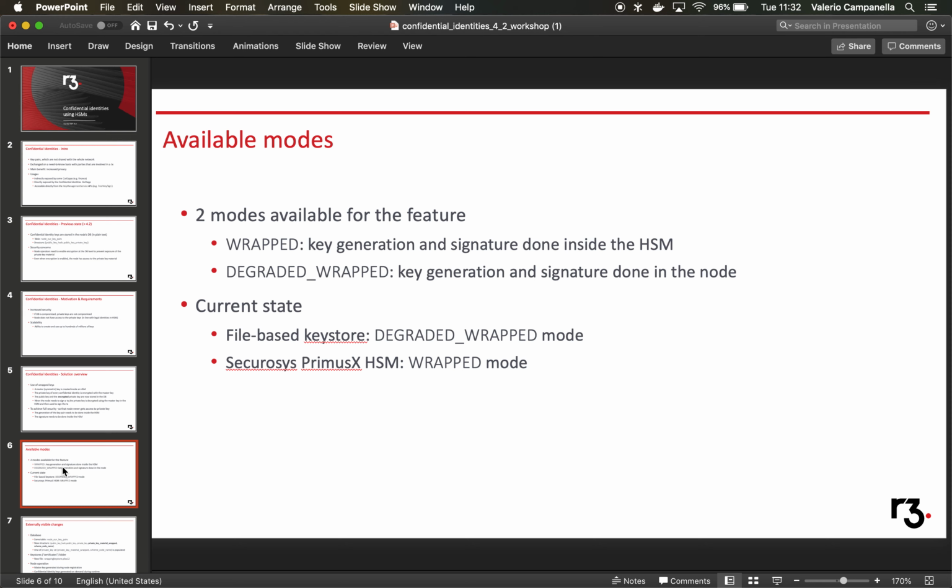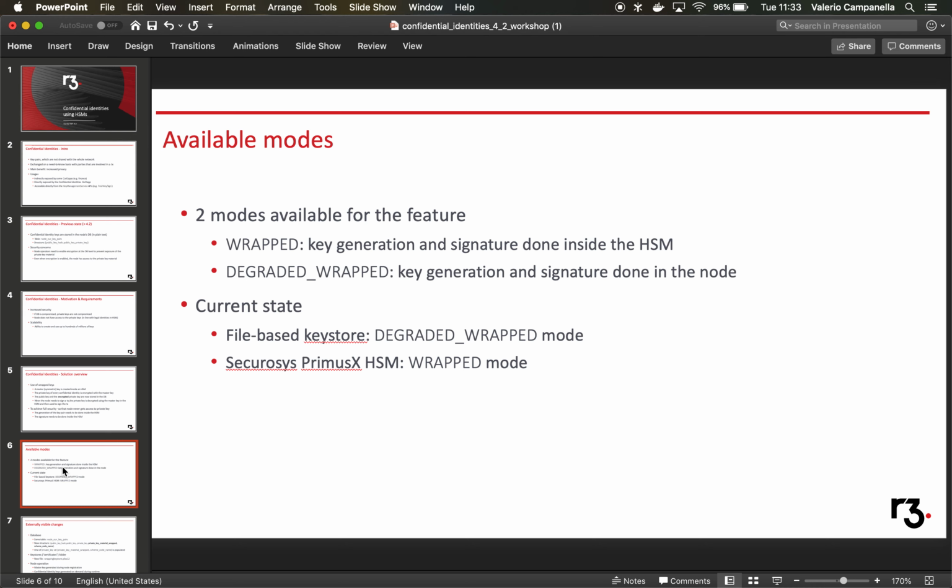So let's talk then about the two available modes you just talked about. Yeah. So there are two modes for this feature, as we mentioned. The first one is what we call wrapped, which is the fully secure option, and the one that we would recommend customers to use. And the second one is the degraded wrapped, which is a bit less secure than the first one, but it might have support for some additional HSMs potentially in the future that do not provide the necessary APIs for the first mode. So in the first mode, as we mentioned, key generation and signature is done inside the HSM, so the private key material is never exposed to the node at all. And all these operations are delegated to the HSM.